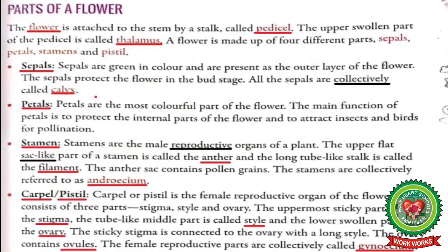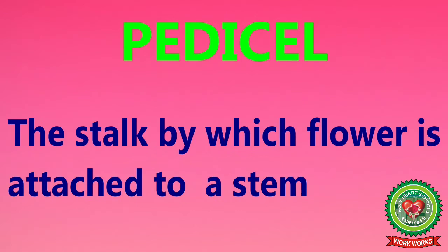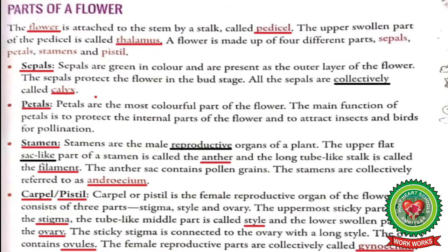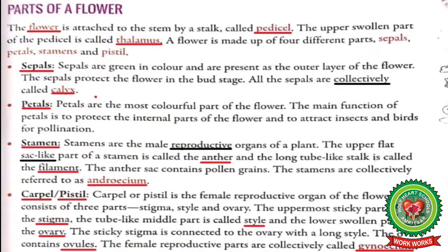The upper swollen part of the pedicel is called thalamus. Now underline the word thalamus and write down its definition. Thalamus is the swollen tip of the pedicel. Students, thalamus is also called receptacle and the flower parts are arranged on the thalamus. Students, a flower is made up of 4 different parts that are sepals, petals, stamen and pistil. Let's discuss these parts one by one.